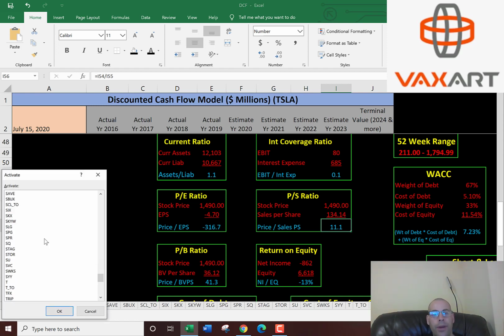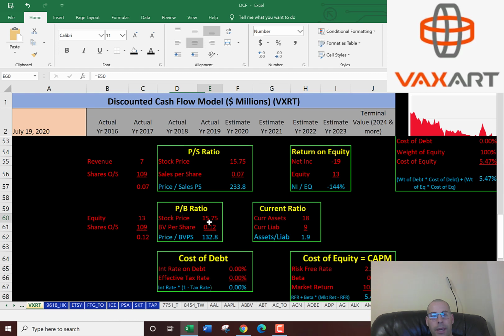They have a bad price to book ratio of 132. That's price of stock, which is $15.75, over book value per share, which is 12 cents. Book value per share is equity, which is assets minus liabilities, over shares outstanding. That comes out to 12 cents. So that means if the company went bankrupt, each shareholder would receive 12 cents, which is not a good return on your investment since it's currently worth $16.